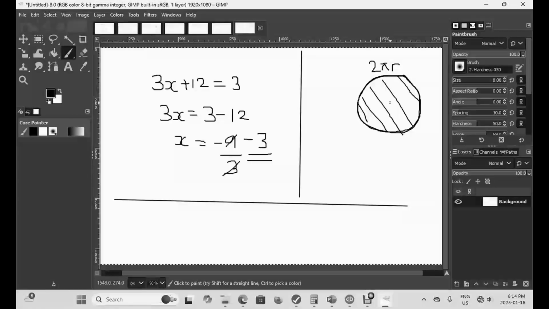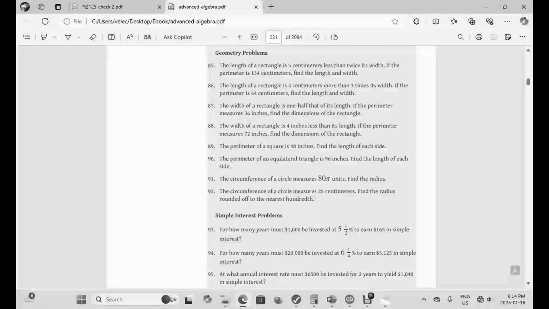Now we don't know what the radius is. The radius is any line from the center of the circle to the outside of the circle, so a center point that connects to a point on the outside of the circle. So 2 pi r, we don't know what r is.